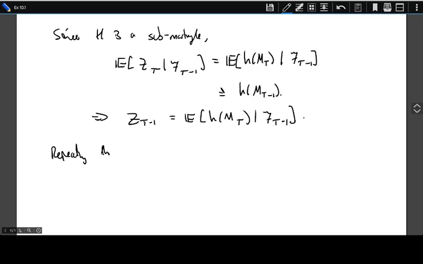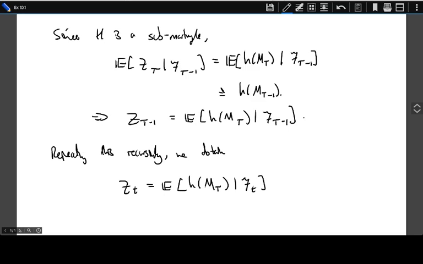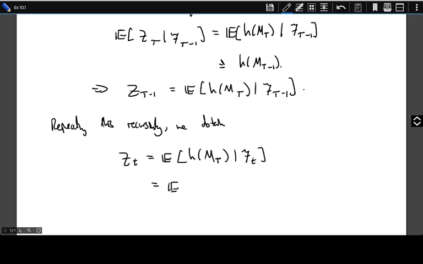Repeating this step recursively, so for T minus 2, T minus 3, etc., we obtain Z little t, at every time little t, is equal to H of M at the terminal time capital T, given F little t, which is equal, of course, by definition, to Z capital T, given F little t, for all t in our time index set.